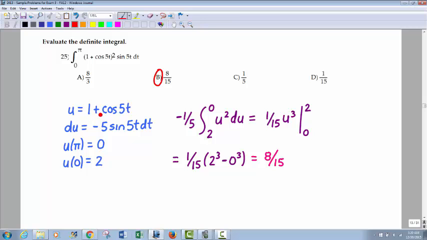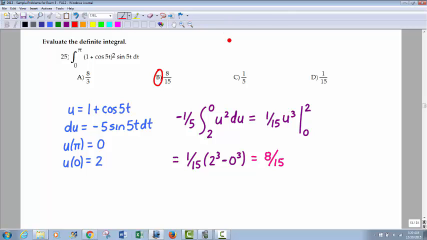But it's real common and real easy for someone to say, what's the derivative of cosine of 5t? They say negative sine of 5t. Well, that's almost correct, but not quite. Because the chain rule says you have to take the derivative of the argument. So that's where that 5 is coming from right there. So actually the derivative of 1 plus cos of 5t would be negative 5 sine of 5t.